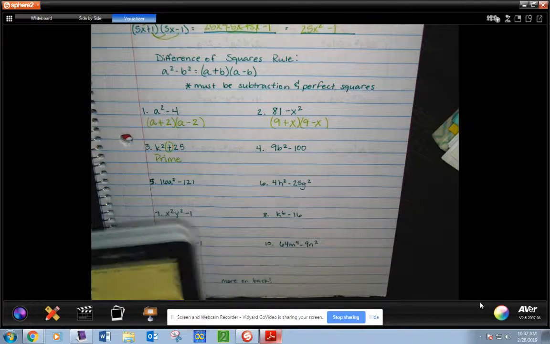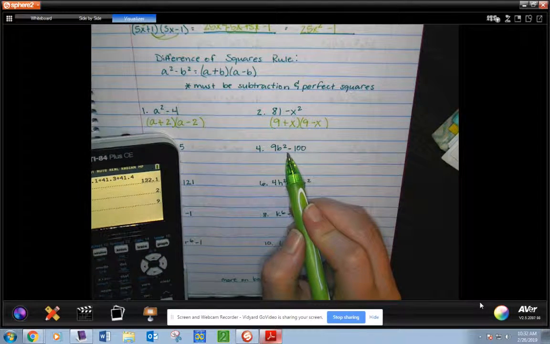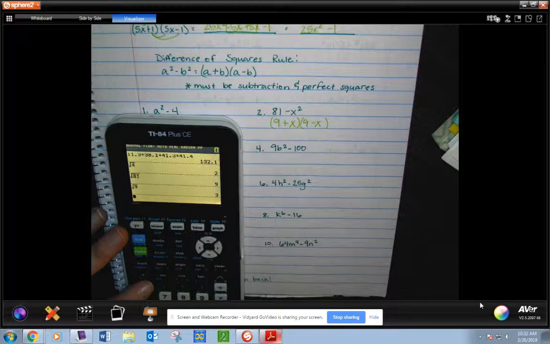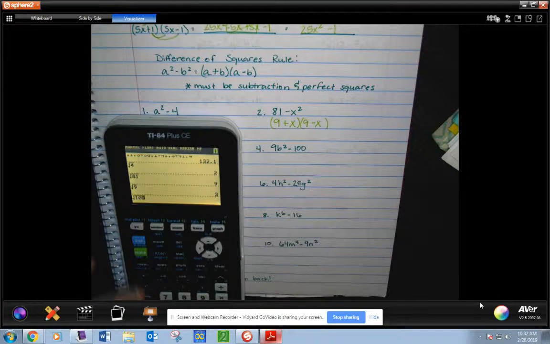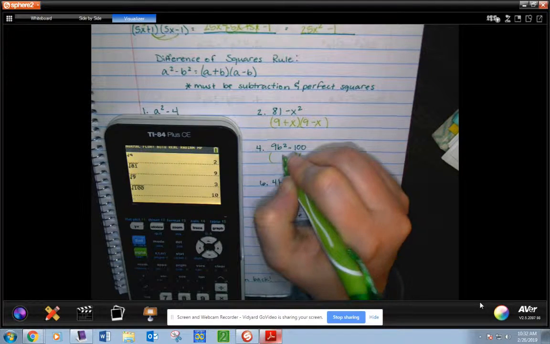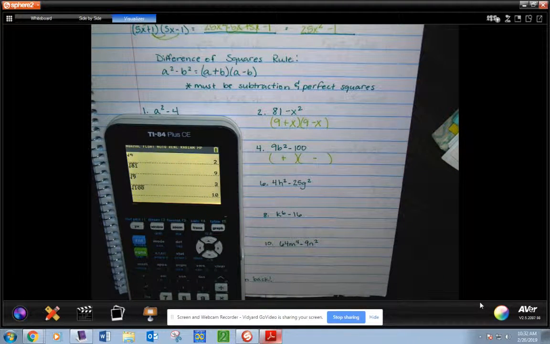Okay, moving to number 4, 9b squared minus 100. This is subtraction, and the square root of 9 is 3, and the square root of 100 is 10, so this is going to work. So I open up my two factors. I put a plus and I put a minus.